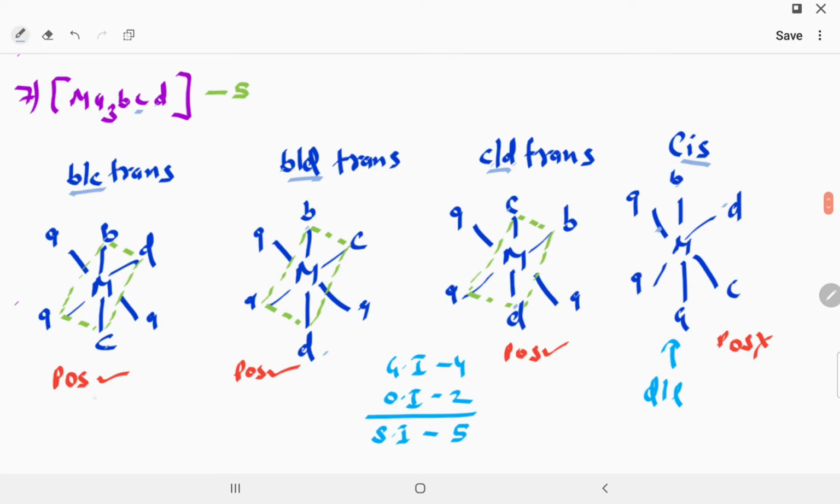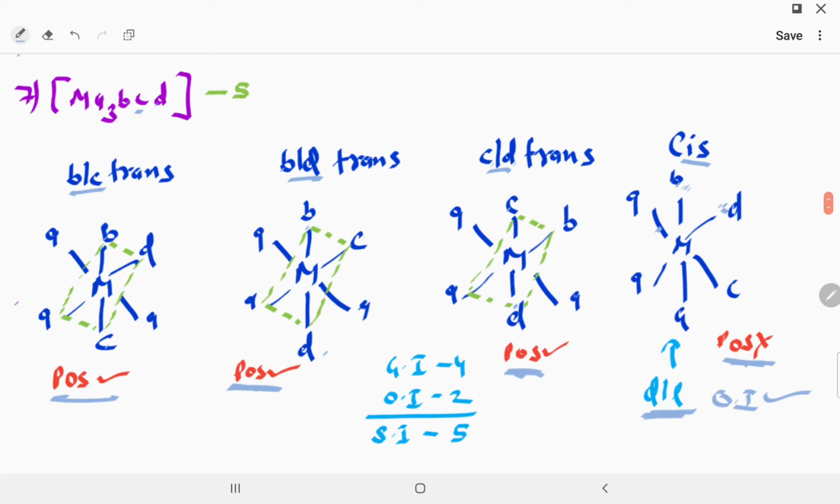Now you are able to see that the first one will show a POS plane, the second one also shows a POS plane, the third one also shows a POS plane, but the fourth one will never show a POS plane because in this there is no cutting plane. In this B, D, C are all different. This is BD cis. B is cis with D, B is cis with C. So in this there is no POS plane, so it will show dextro and levo, meaning they will show optical isomerism. So it will show two isomers. This is a compound and its levo is also shown.